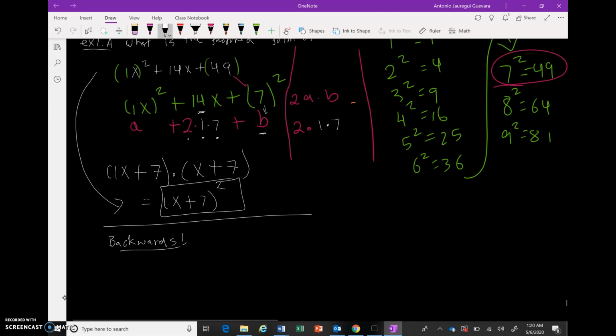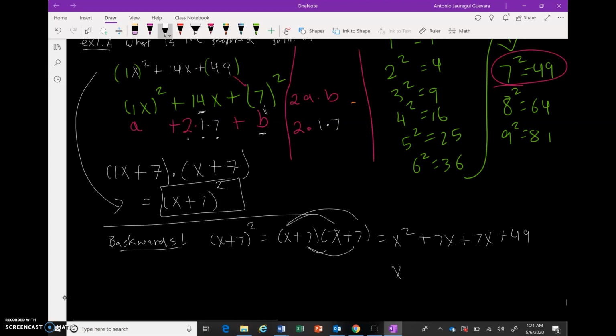You could do something like, okay, well, I want to work out what x plus 7 squared is. Well, that's just x plus 7 times x plus 7. Again, x times x is x squared. x times 7 is 7x. 7 times x is 7x, right? 7 times 7 is 49. So if you work these out, x squared, add these two up, you get 14x plus 49.